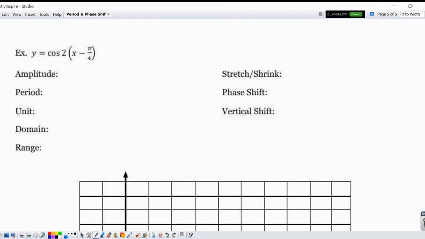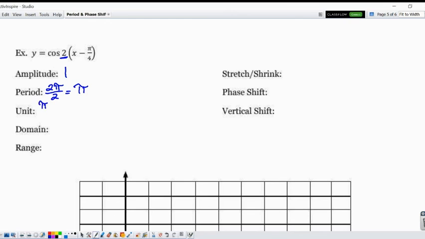We're going to graph y equals cosine 2 times parentheses x minus pi over 4. So we've seen both of these changes before. Now we're going to put them into one graph. So let's start with the amplitude. Has not been changed, that's 1. But we have a b value, that's going to change our period. So let's do 2 pi over 2 and see that our new period is pi.